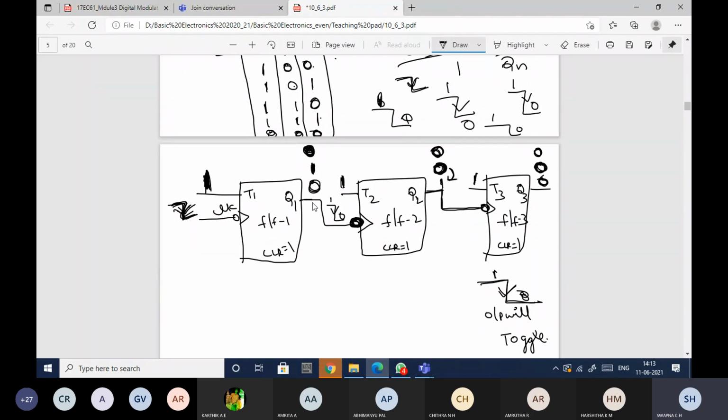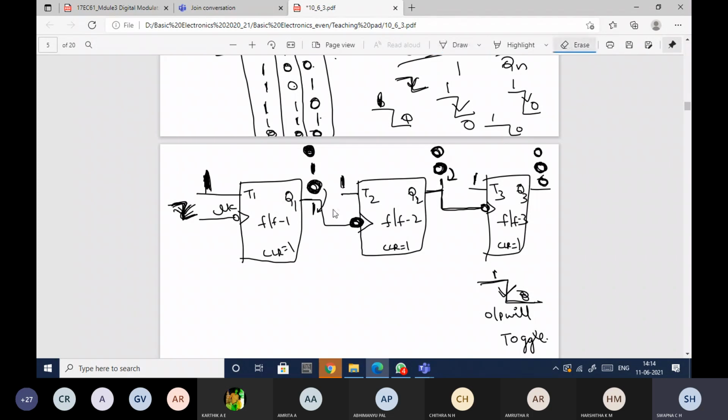Okay, so what happens to the Q1 output? Will toggling happen or not? It will happen, ma'am. So what will be the value? Present state is 0. So what will be the output now? 1. Okay, so now again Q1. Q1 is changing from 0 to 1. So 0 to 1. Am I getting the trailing edge triggered clock pulse? No, it is changing from 0 to 1.